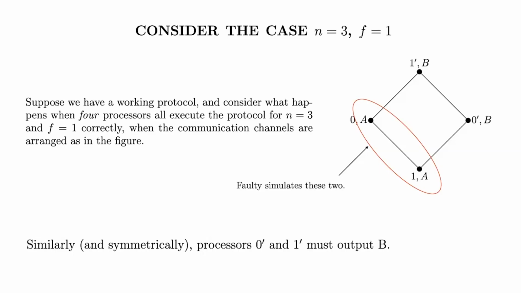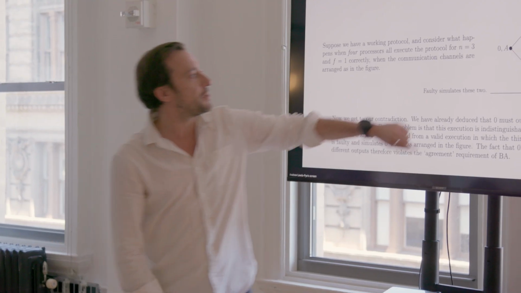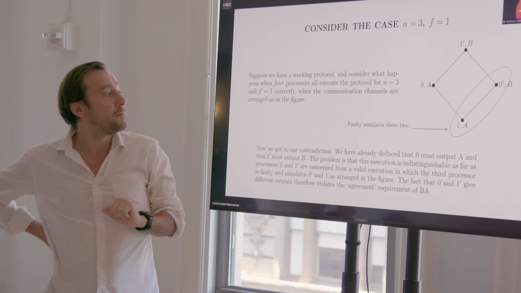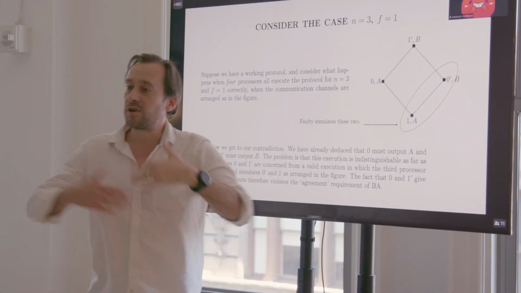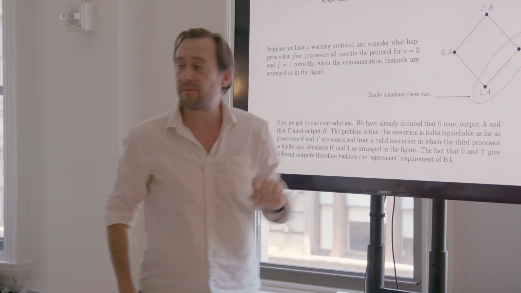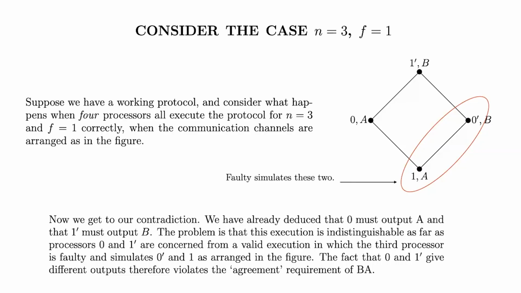So far we've determined that these two guys have to output A, and these two guys have to output B. But now we get to a contradiction, because we've already determined that 0 outputs A and 1' outputs B, but this 4 processor execution is indistinguishable, as far as they're concerned, from a 3 node execution in which these two guys are honest and this guy is faulty and simulates these two nodes here. Now we've got a problem because they've given different outputs. So we violated the agreement requirement.